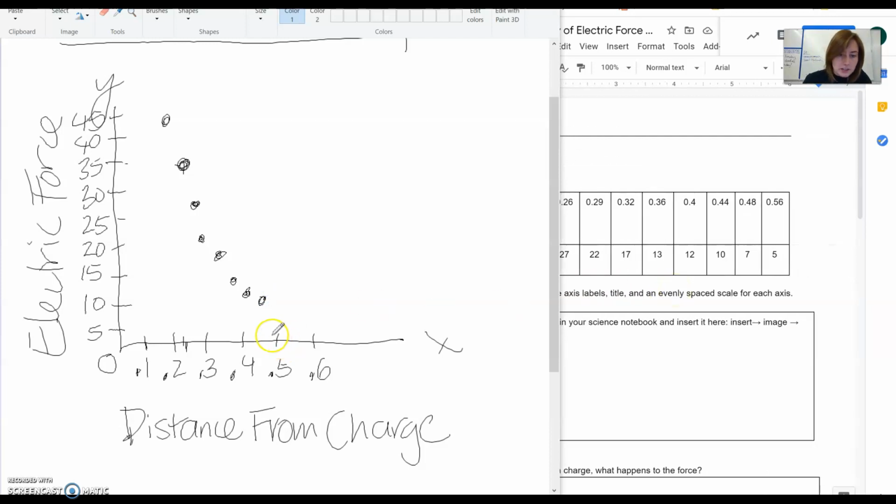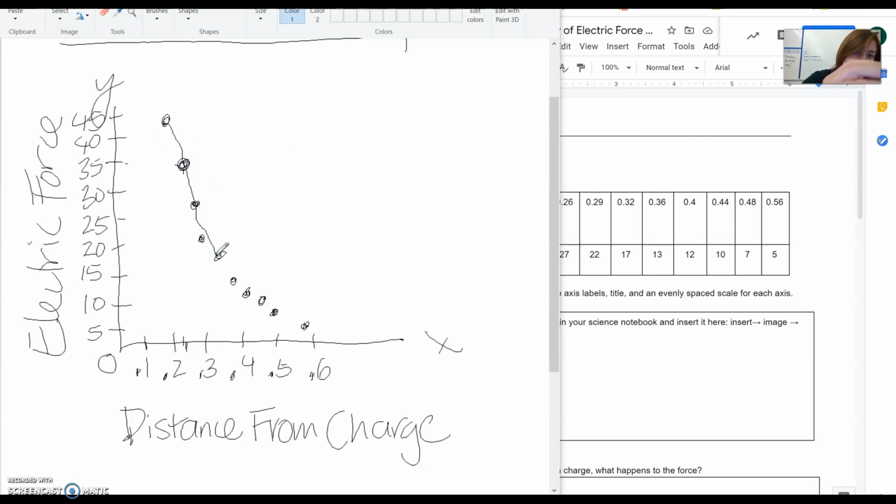Next we have 0.48, which is close to 0.5. And then 7, which is a little below 10. Then we have our last point, 0.56 and 5. So 0.56 is going to be in between 0.5 and 0.6. And then 5 is on our scale. Oh yeah, this graph is looking pretty good. So now let's go ahead and connect these dots with lines.